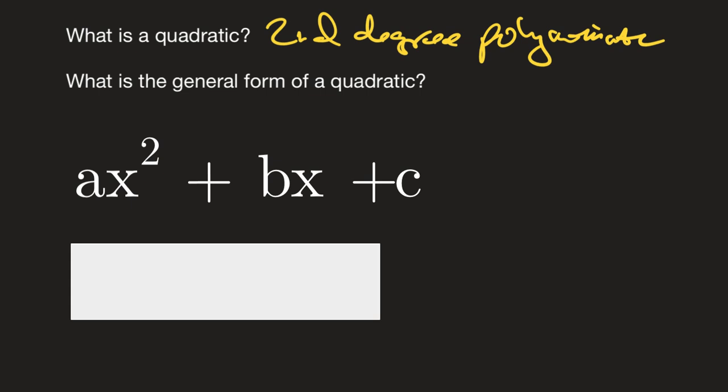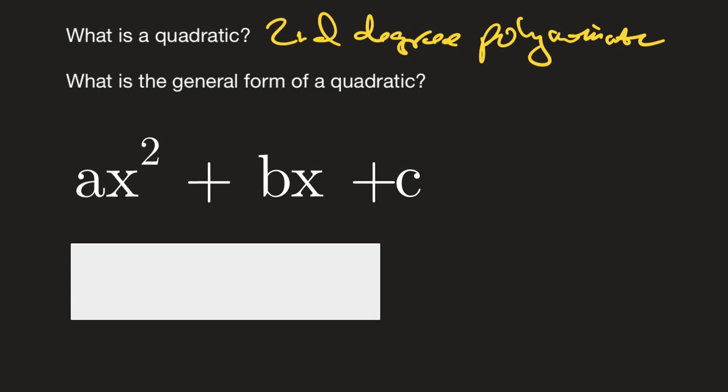What is the general form of a quadratic? Well, that's what I've got on the screen right now. I would make sure you jot that down. That is the general form of a quadratic: ax squared plus bx plus c. Give you a second to jot that down.